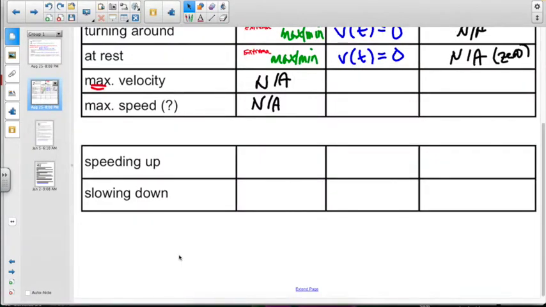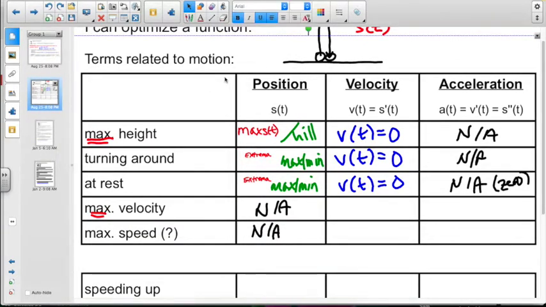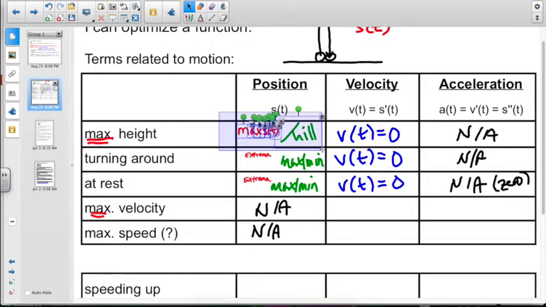So if I take that information and put it down here, because maximizing is maximizing. I'm just maximizing a different function now. I want to maximize my velocity. I want to find my hill on my velocity, my peak, so to speak. Okay? But what does that mean about acceleration?